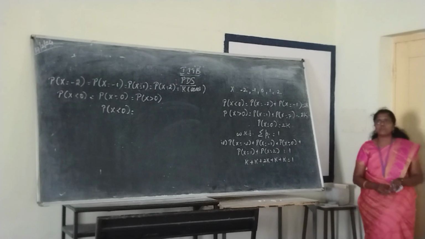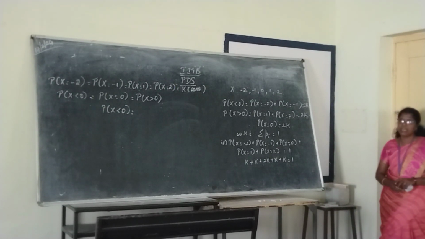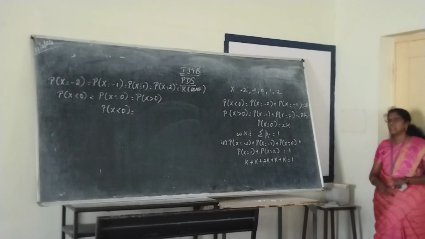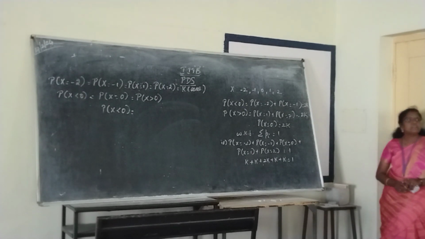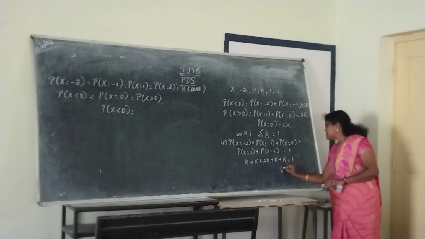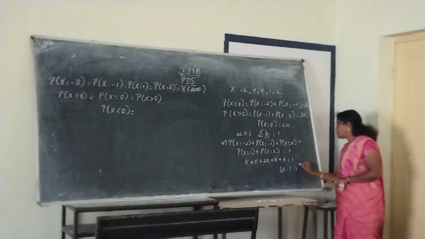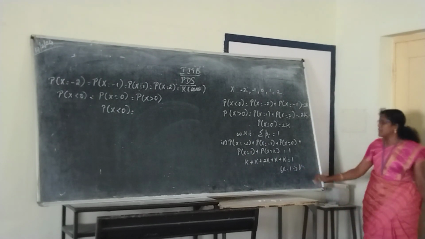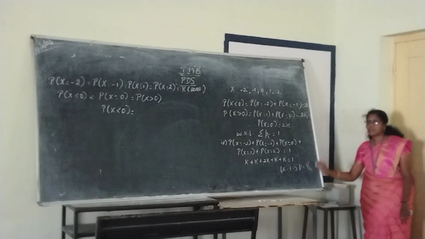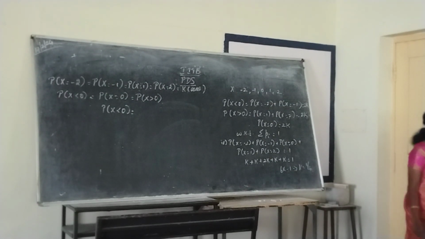Just substitute the corresponding probability value in terms of k. Total how many k's are there? 6k. So you get 6k equal to 1. So what is the k value? 1 by 6. K value equal to 1 by 6. Understood now? Now you got the k value.